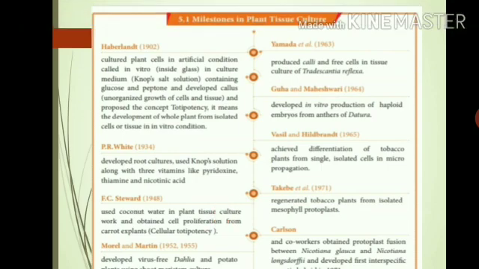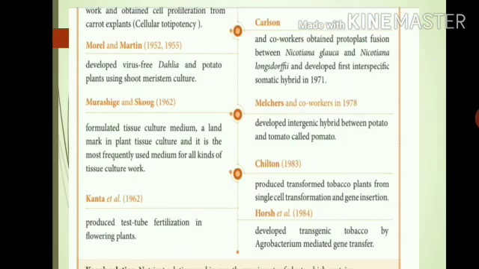Next scientists Morel and Martin et al., in the years 1952 and 1955. Both Martin and Morel developed virus-free plants in dahlia and potato plants by using shoot meristem culture. What is the meaning of shoot meristem culture? In the tip portion, the meristem is present.